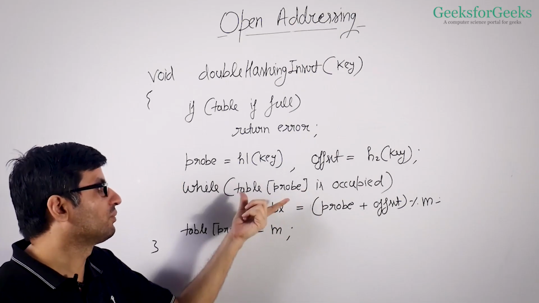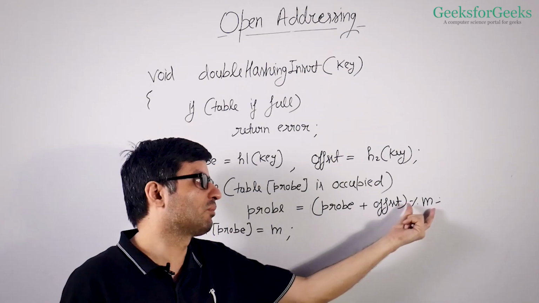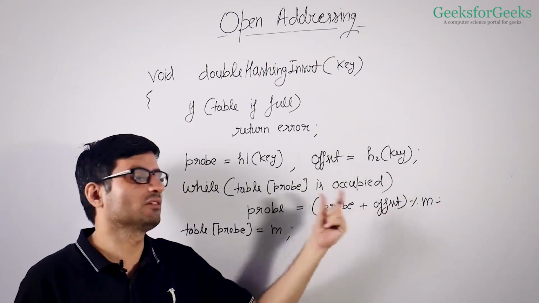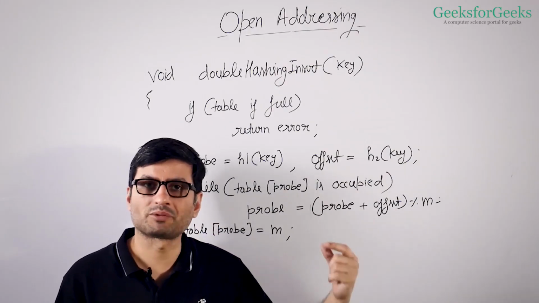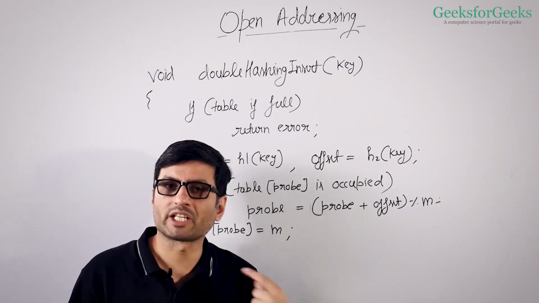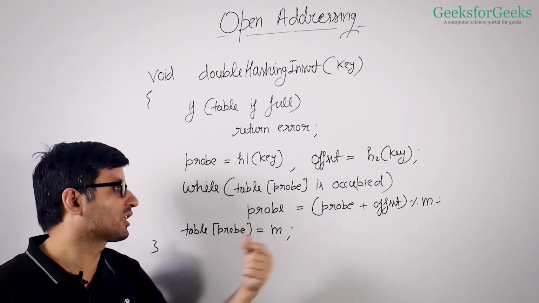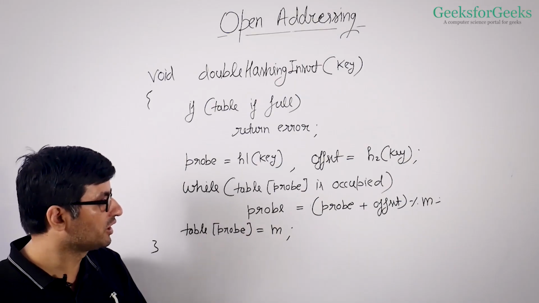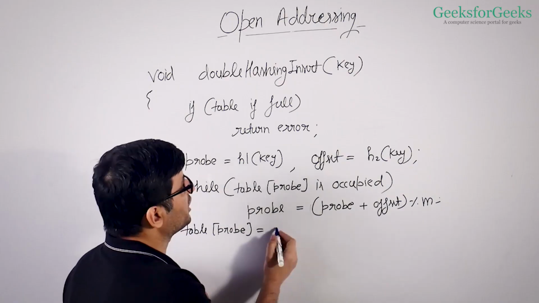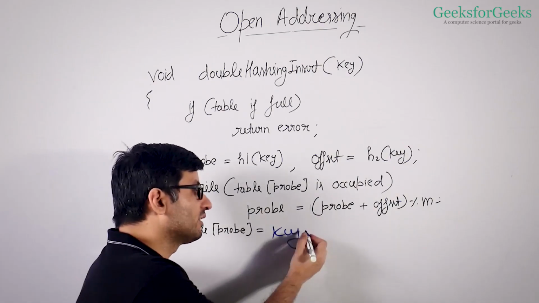While table[probe] is occupied, you do probe equals (probe + offset) modulo m. Mainly, you are adding offset once for the first attempt. If offset is already added once, when you are coming a second time, it's already added twice, so you are adding a third time when you come a third time. When you find a free slot, you put this key at that free slot. That's what you do at the end.